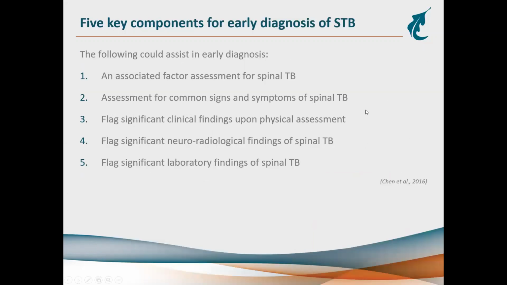for these patients. So the 5 key components for early diagnosis, so how we can aid the early diagnostic process, is you must first do an associated fracture assessment for spinal TB, and then an assessment for common signs and symptoms. You must flag any significant findings on your physical assessment, flag any neurological findings, and then flag obviously any laboratory findings.